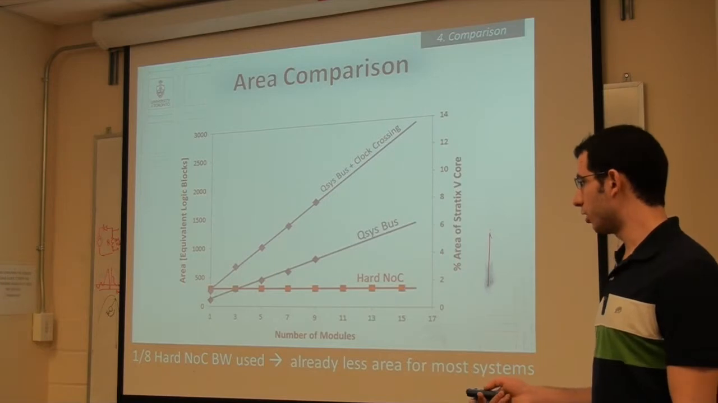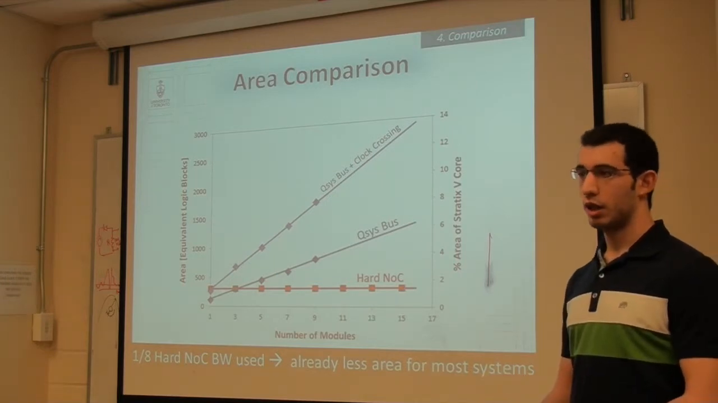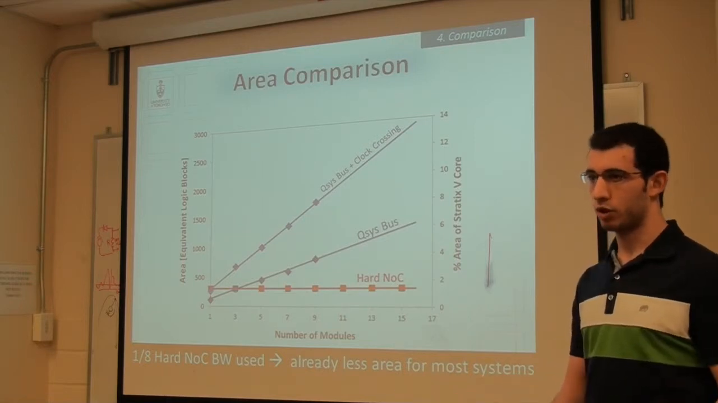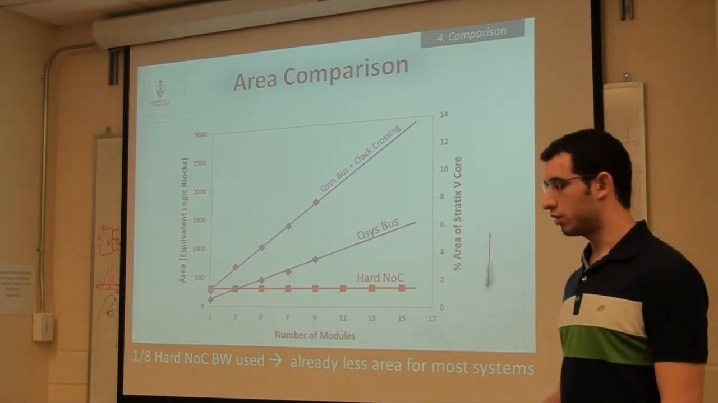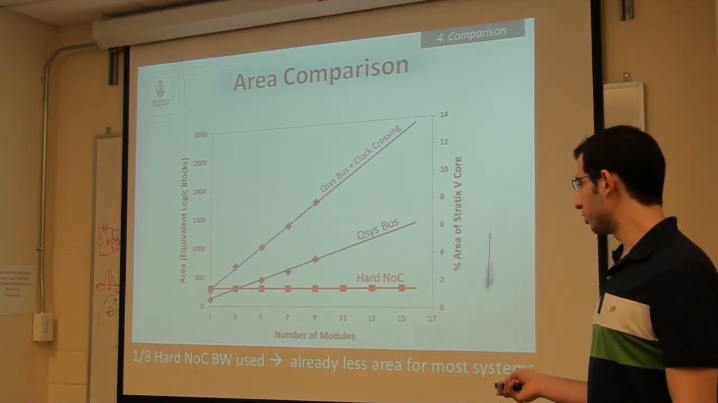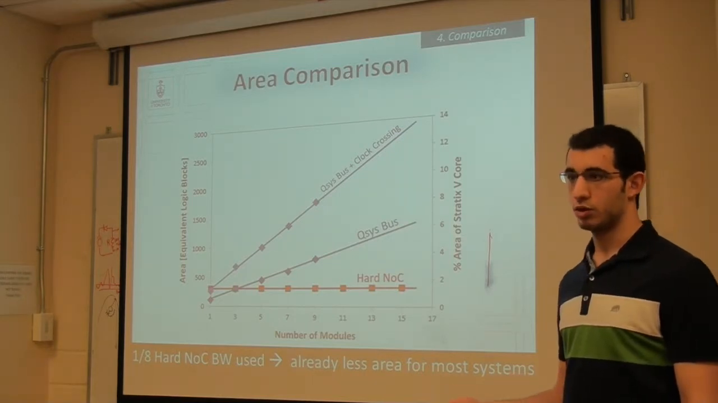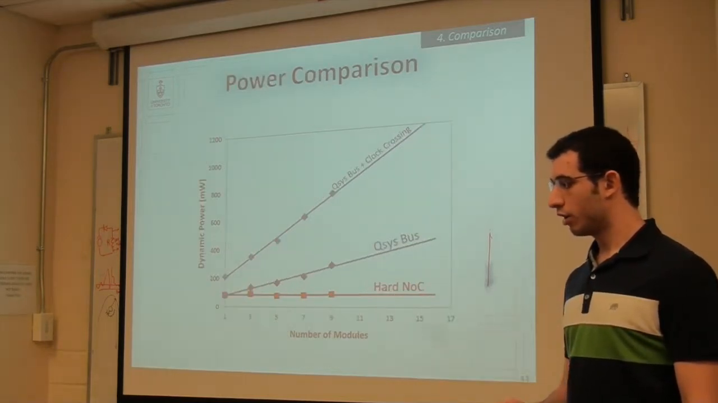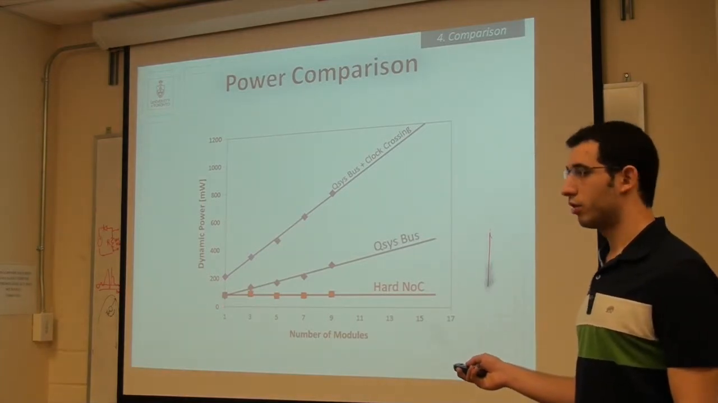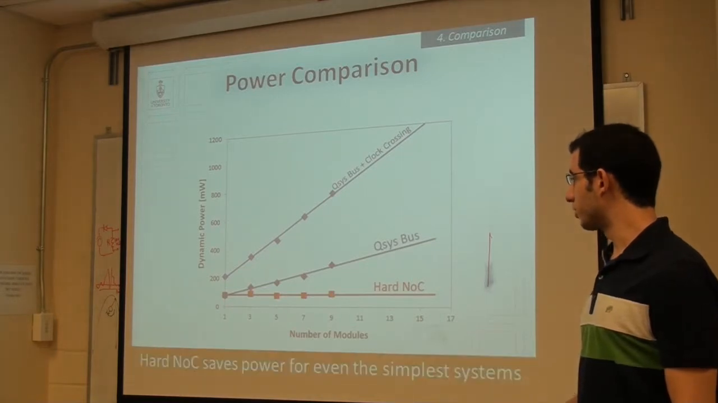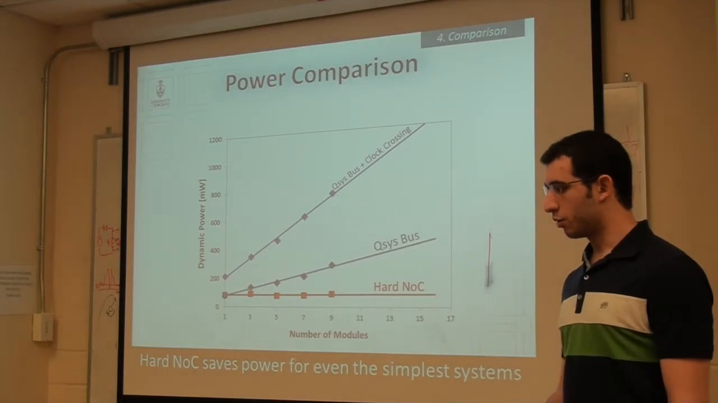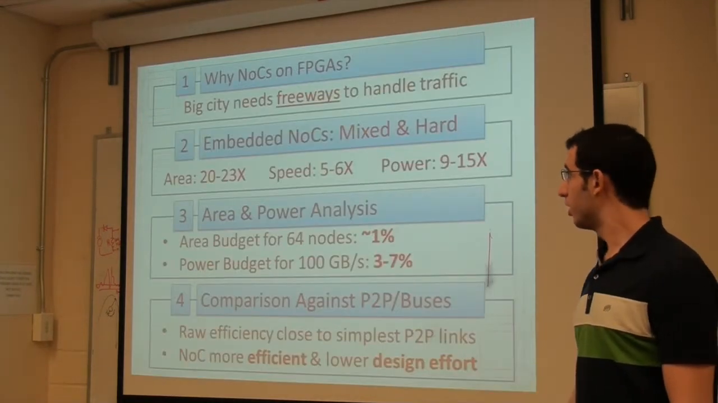And note that we're not using the entire bandwidth of the NOC. As I said before, we can transport the entire bandwidth of DDR on one of those links because it's running very fast. But even though we're not using that bandwidth, we're only using about 1/8 of it. It's already less area for most systems. For power, it was a similar story. The crossover point was even earlier, and it looks like the hard NOC saves power for even the simplest systems. So that is all I had for today.